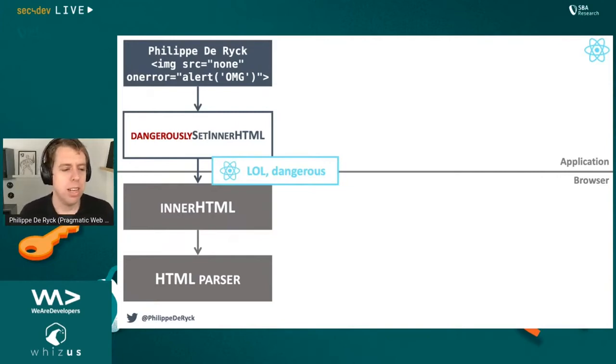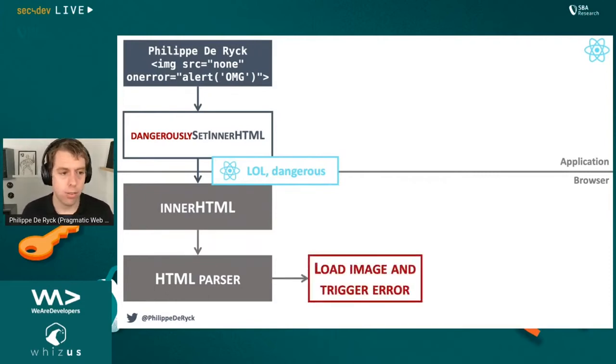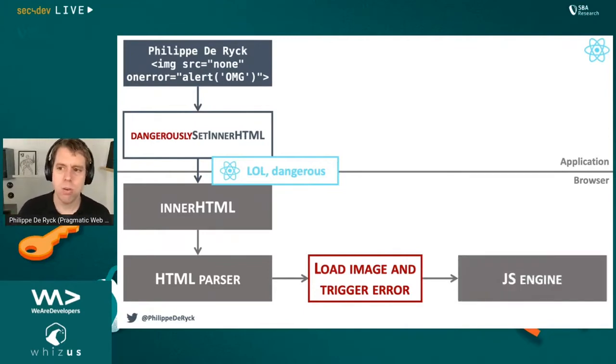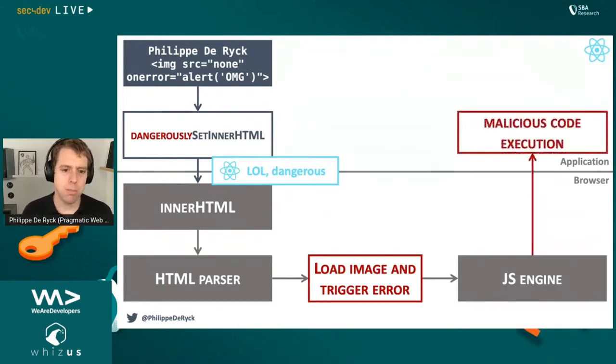It will get assigned to the inner HTML property in the browser. It goes to the HTML parser. The HTML parser tries to load the image. Can't do that because the image doesn't exist. So it triggers an error. It sees, oh, there's an onerror event handler. That's awesome. I'm going to take that string. That's JavaScript. I don't know what to do with JavaScript. I'm an HTML parser. So, hey, JavaScript engine, I got something for you. Can you execute this, please? And that code executes inside the application.